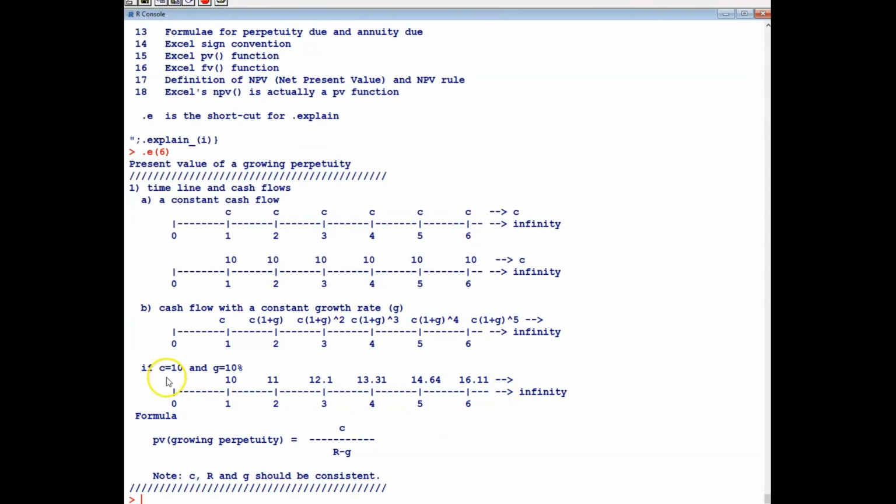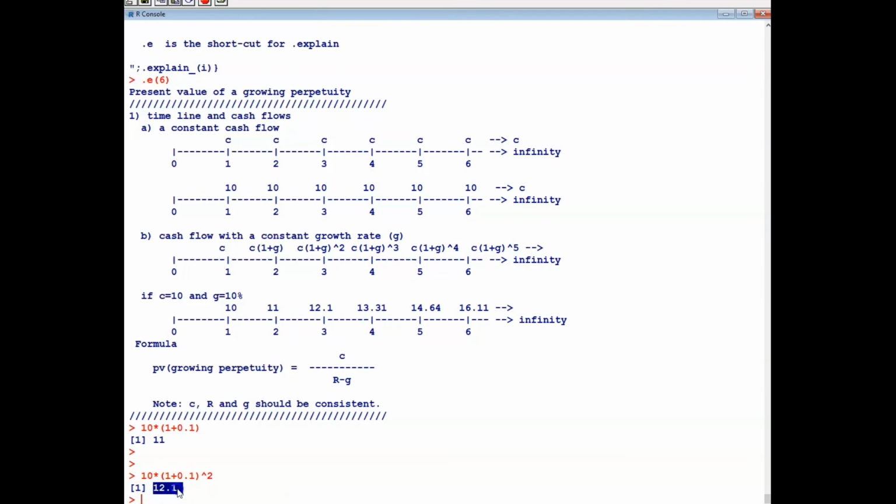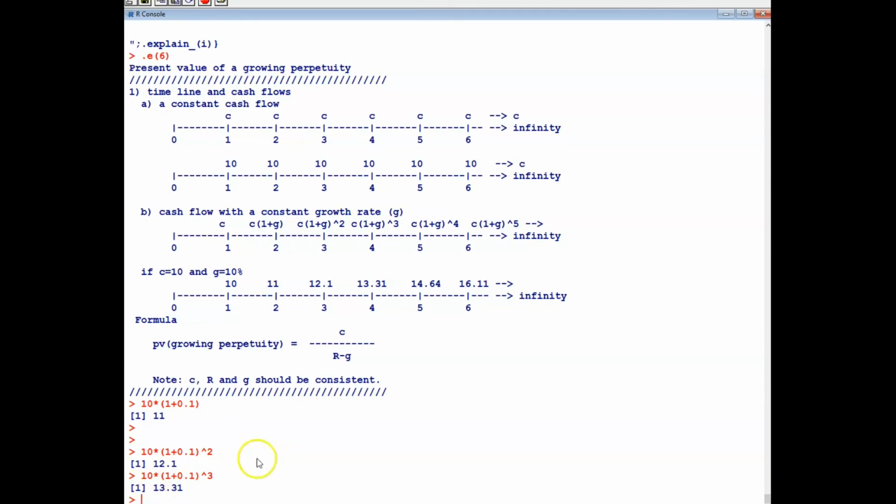Okay, suppose the first cash flow is 10 and the growth rate is 10%. Then the first cash flow is 10, the second is 10 times 1 plus 10%, so we have 11. Cash flow number 3 has a power of 2, so this is 12.1. Cash flow number 4 will be power 3, so this is 13.31.